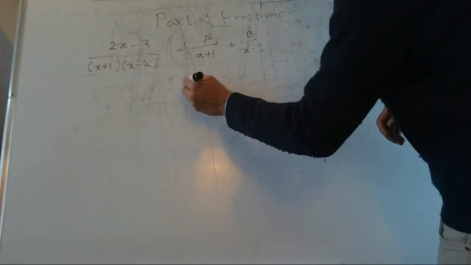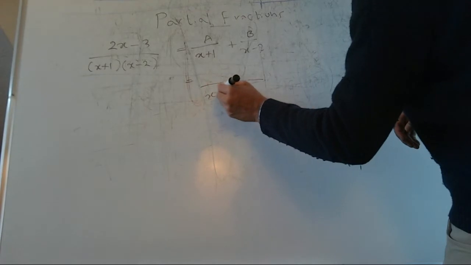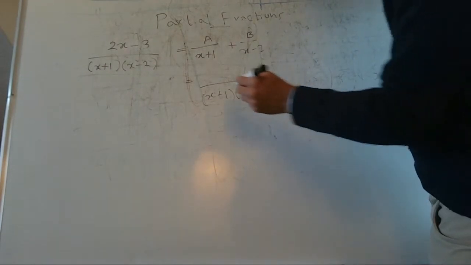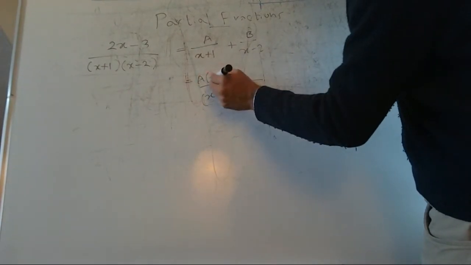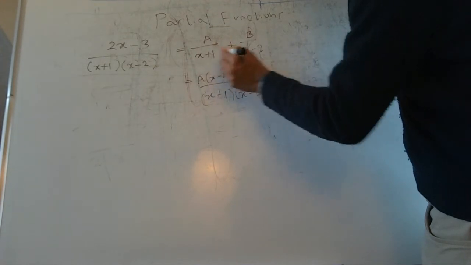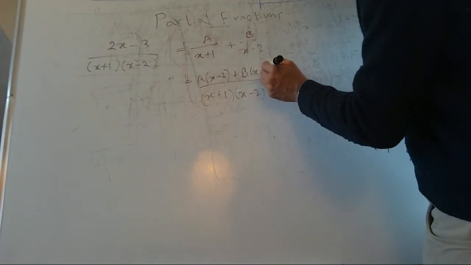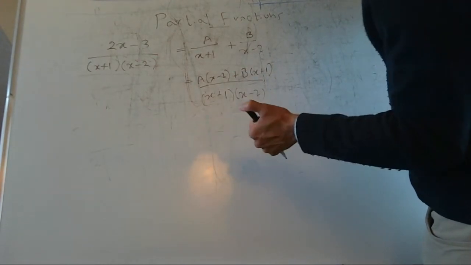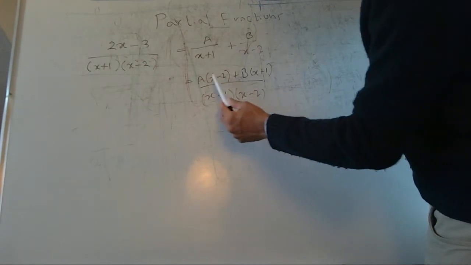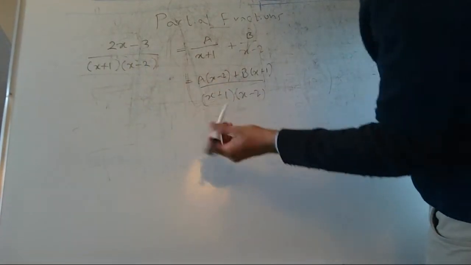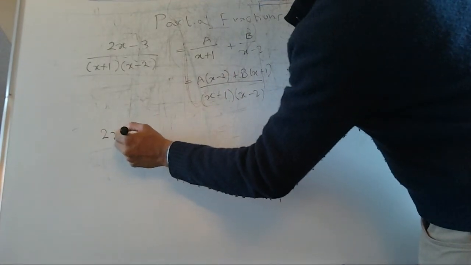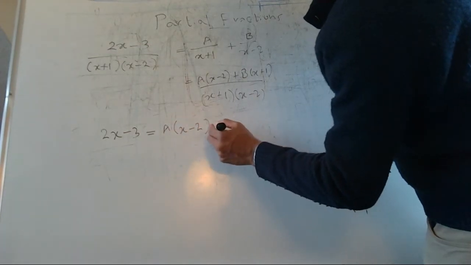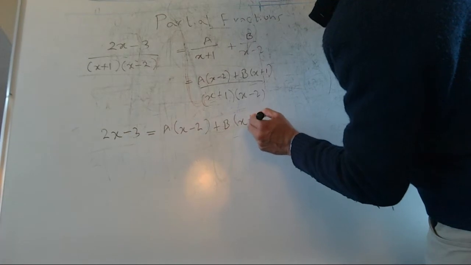So if you want to do the common denominator here, (x + 1)(x - 2), that makes it A times this, which is (x - 2), plus B times that, which is B times (x + 1). Now we don't have to simplify, we can keep it in this form. The numerator here has to equal the numerator there, so 2x - 3 equals A(x - 2) + B(x + 1).